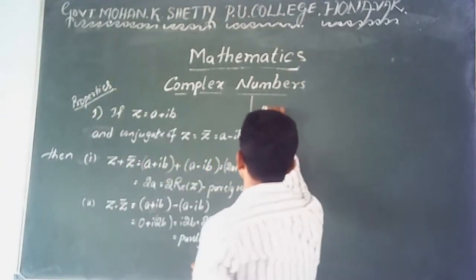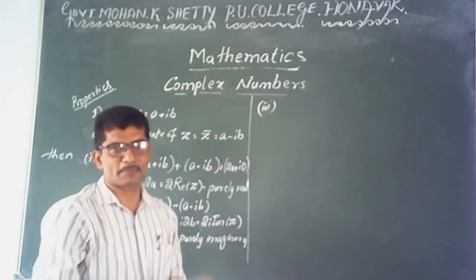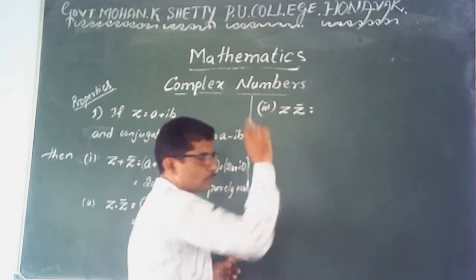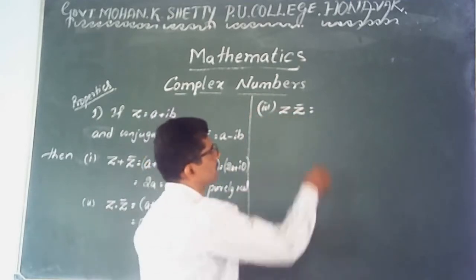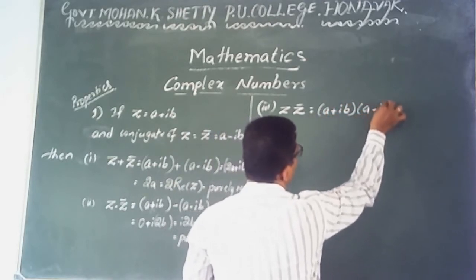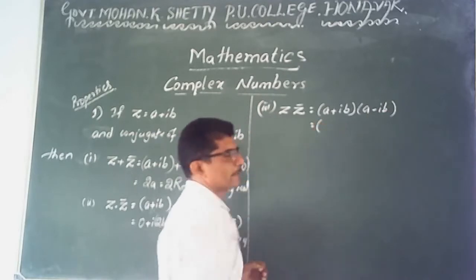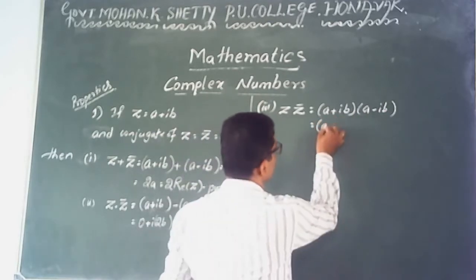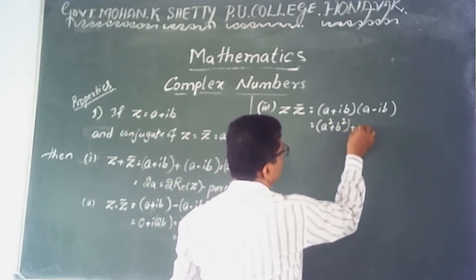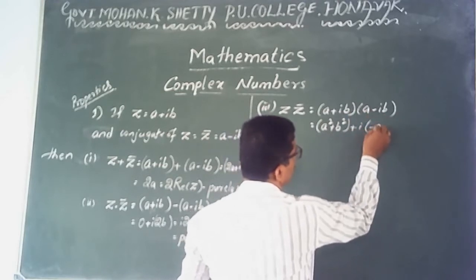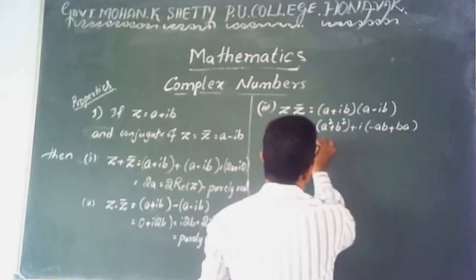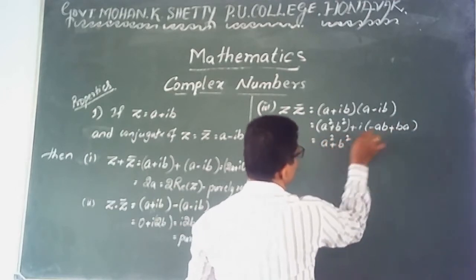Similarly, the third one: the product of a complex number and its conjugate, z into z bar. Its value is a plus ib into a minus ib. Here the product is a into a, a square, minus b into minus b, plus b square, which is the real part, plus i into a into minus b plus b into a. This value is 0. Its value is a square plus b square.